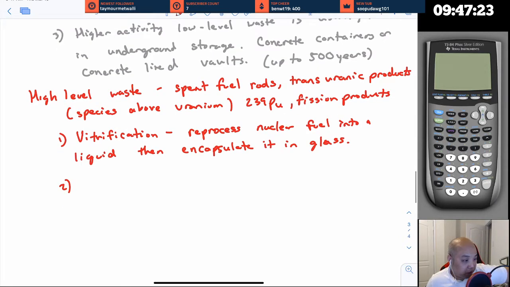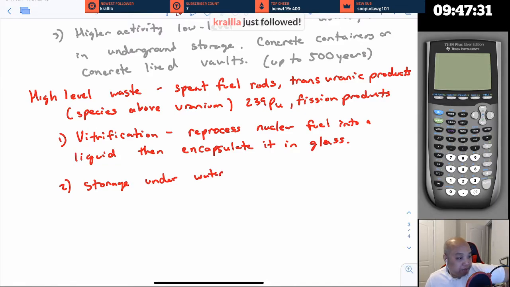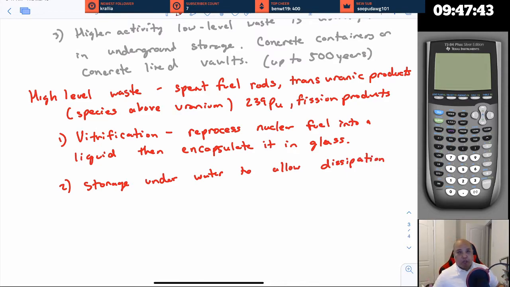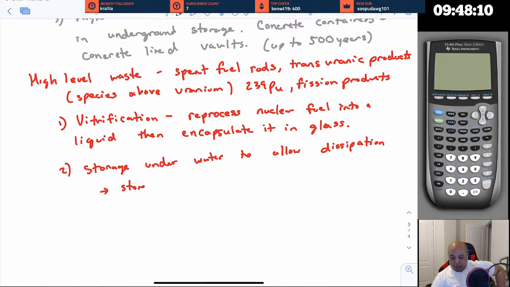Okay. Two. Storage underwater, to allow dissipation. So you store these spent fuel rods in a cooling pond. It's a self-contained man-made lake where they store them at the bottom. And so the water absorbs the radiation and prevents it from damaging anything else. Those are the cooling ponds that we talk about there. Which then, once that happens, they're stored in casks or reprocessed chemically.